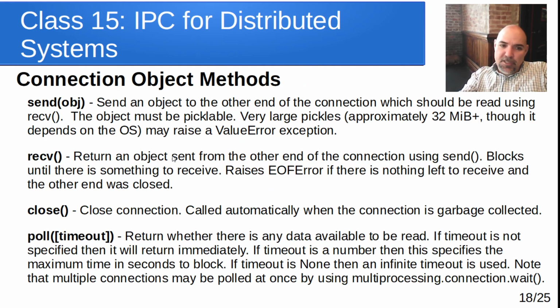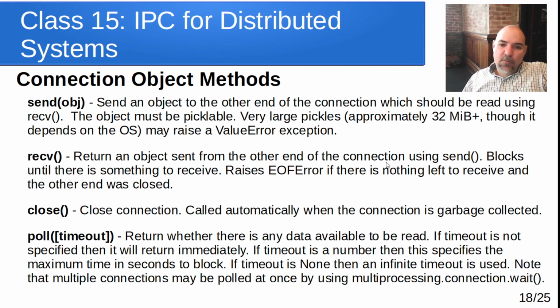So here are the methods of connection objects. They will look very similar. It'll look like a pipe. Send, you pass an object in. And notice that the only restriction here is the object must be picklable. There are also some other restrictions on size. For example, if you have a 32 meg plus object, a very large object, you might get a ValueError exception saying the object you're trying to pickle is too large. But for the most part, you could take an object, send it through to the other end, and it'll just receive that object on the other end.